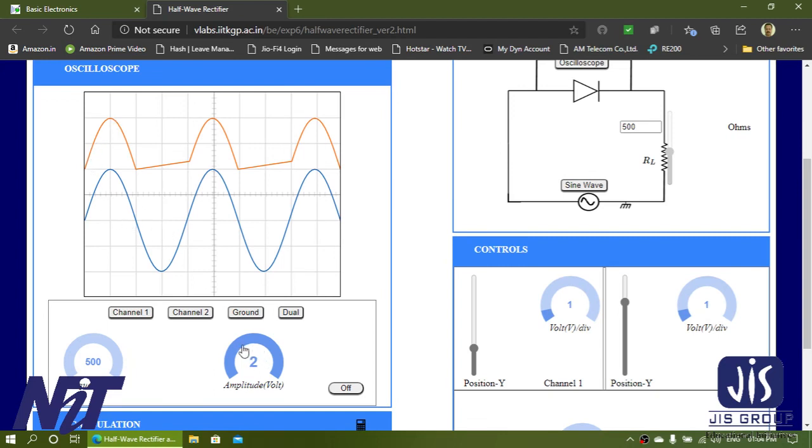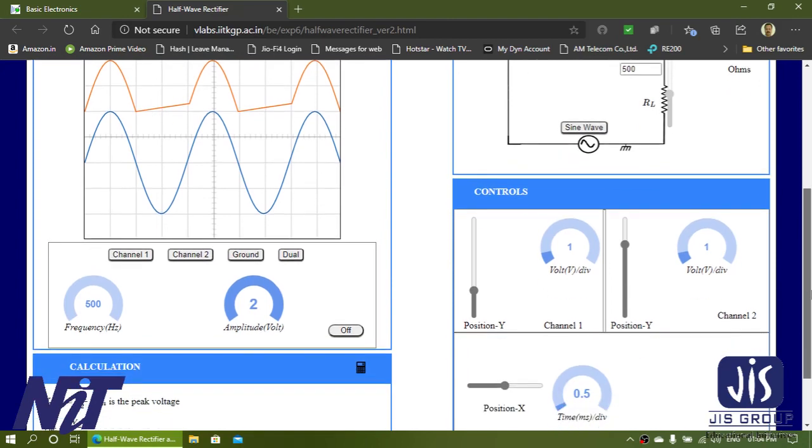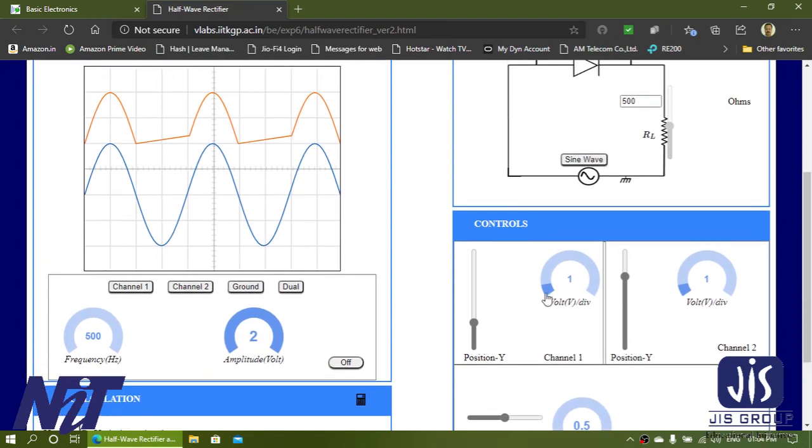This is your amplitude set by the signal generator at 2 volt, and at that time your volts per division is set at 1 volt per division for channel 1. This is your input for channel 1. As it is 1 volt per division, the total peak to peak amplitude will be 1, 2, 3, 4 volt peak to peak. You have set the amplitude at 2 volts, so 4 volt peak to peak is fine.